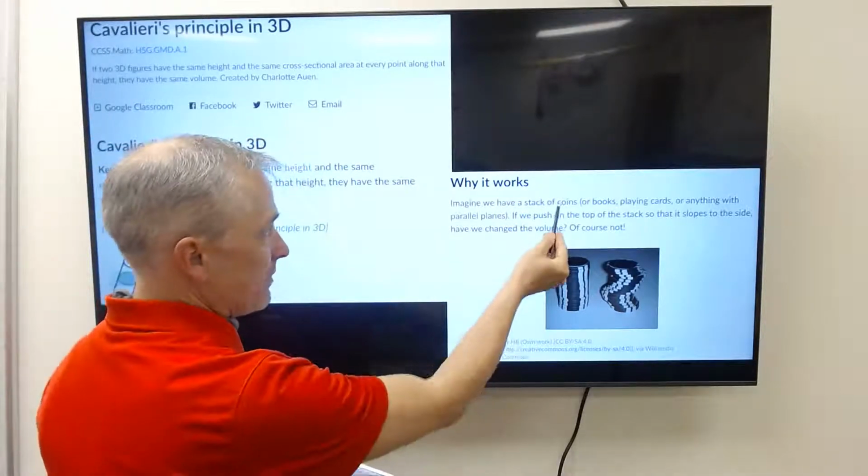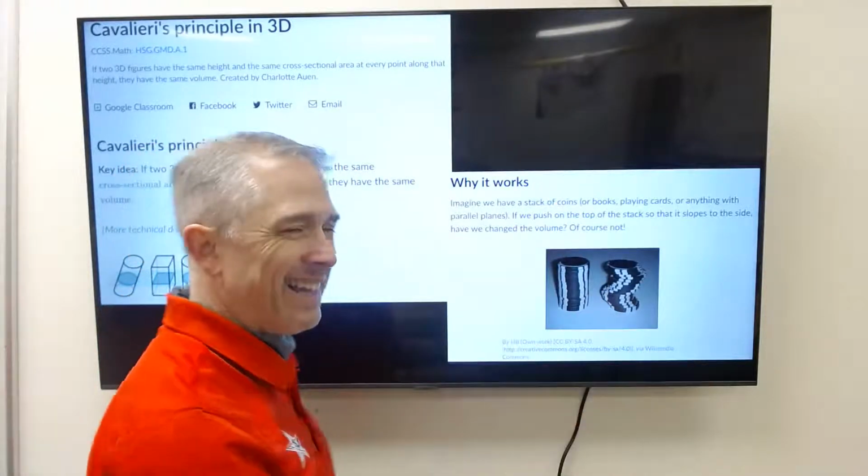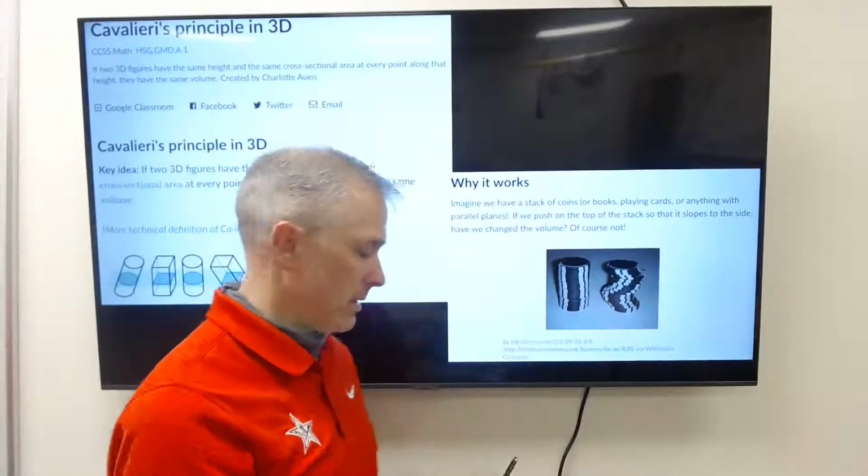And it's just like a stack of coins or books or playing cards. I like Ritz crackers because then when you're done, you can eat them. But anyway.